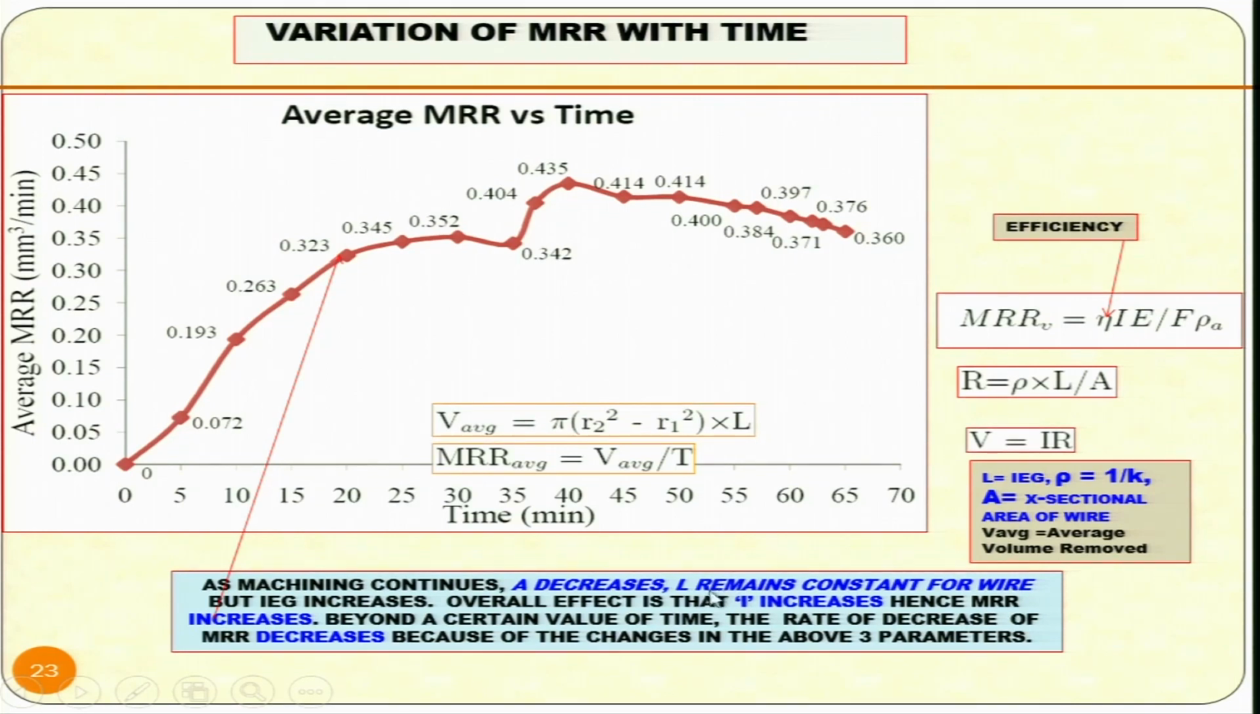This L is the length and this is the inter-electrode gap. Overall effect is that I increases, hence MRR increases. Beyond a certain value of time, the rate of decrease of MRR decreases because of the changes in the above three parameters. You can see the decrease is there.